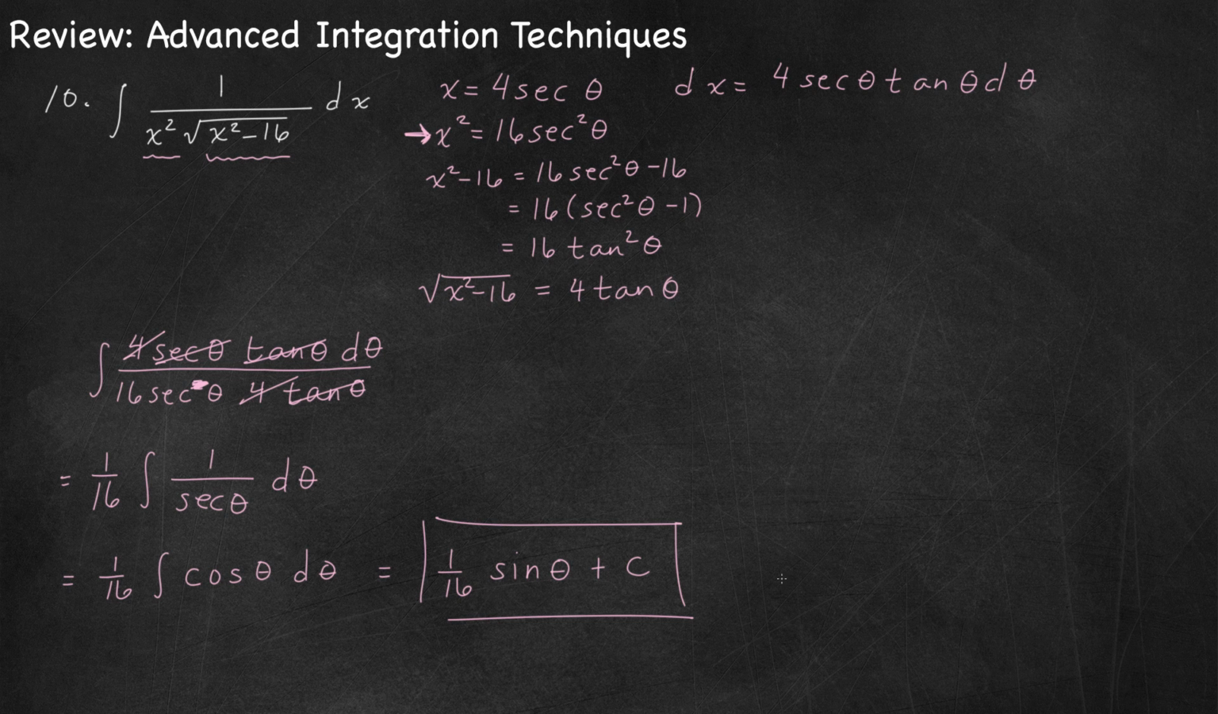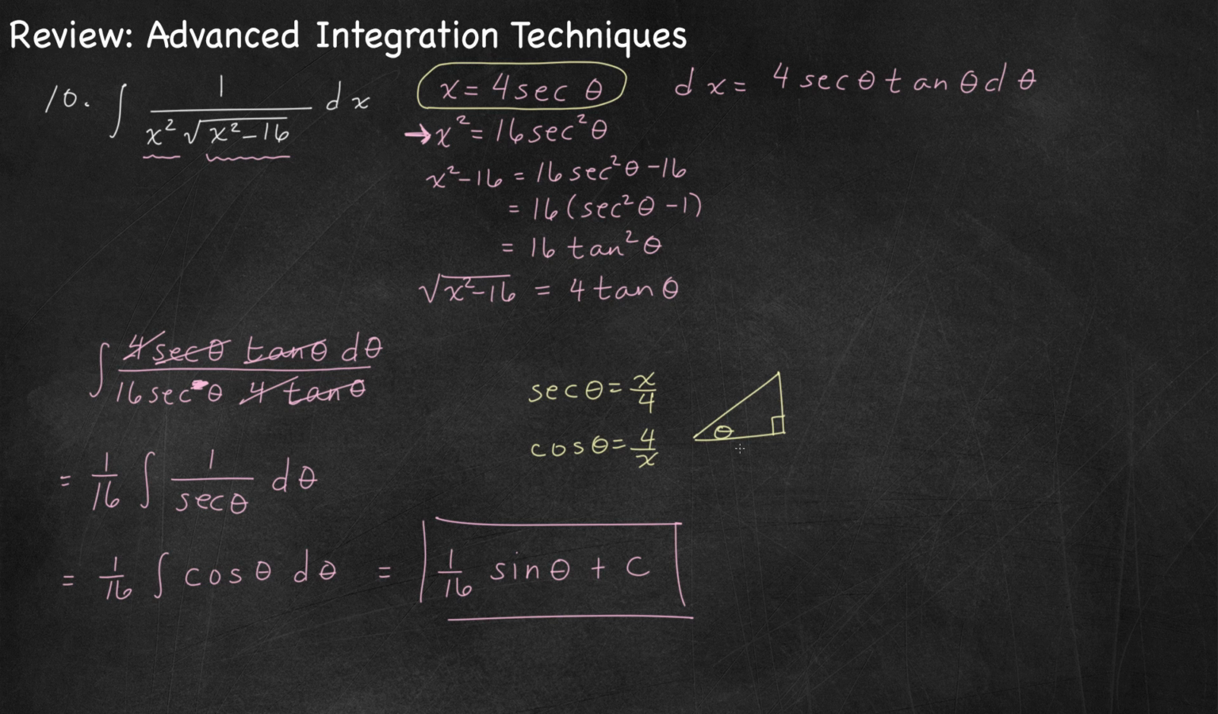Oh, no, we're not done because that's a theta. We've got more to do. Okay, let's draw our right triangle. We know from our original substitution equation here that secant theta equals x over 4, which tells me that cosine theta equals 4 over x.